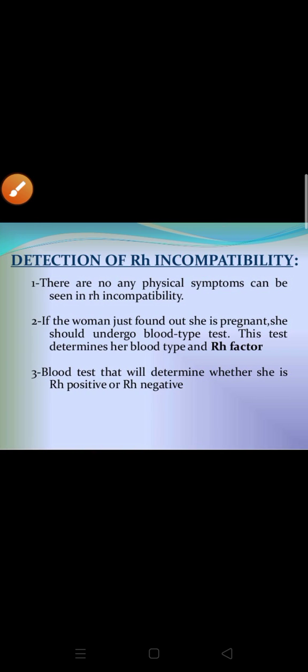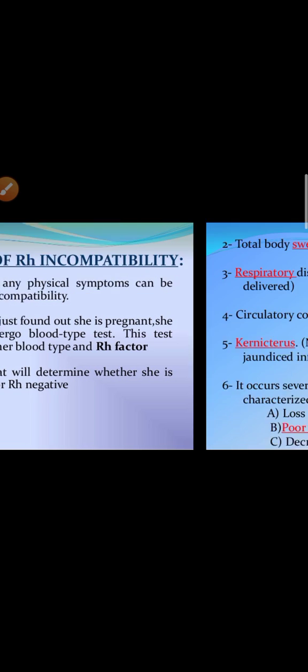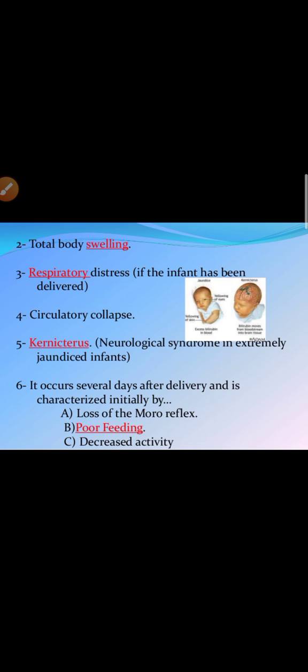So this is about the prevention. How can it be detected? It can be detected by a blood test, to see whether the mother is Rh positive or Rh negative. It's a very common type of blood test. Okay, so these are the symptoms you can see if the baby is affected by this factor: total body swelling, respiratory distress, circulatory collapse, because the number of RBCs is totally destroyed.